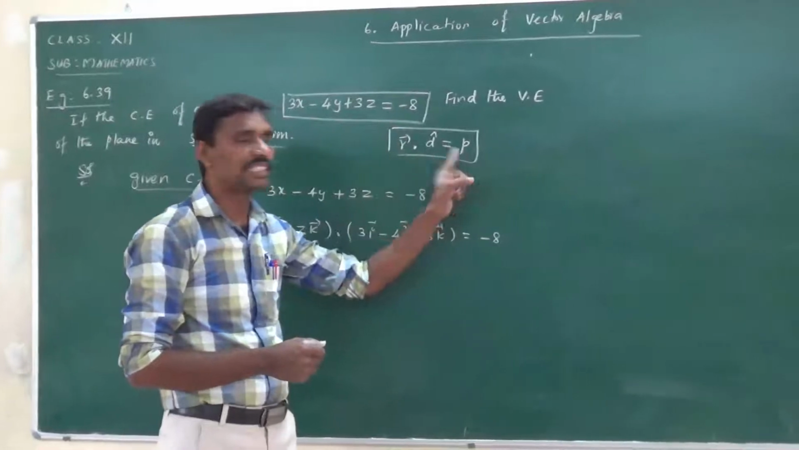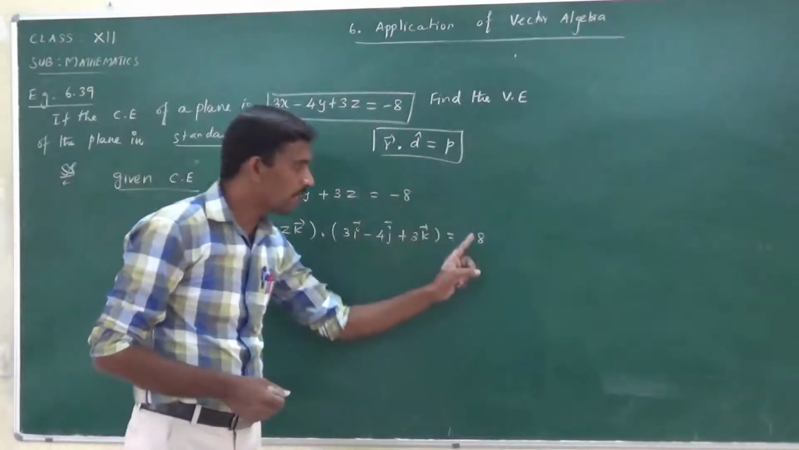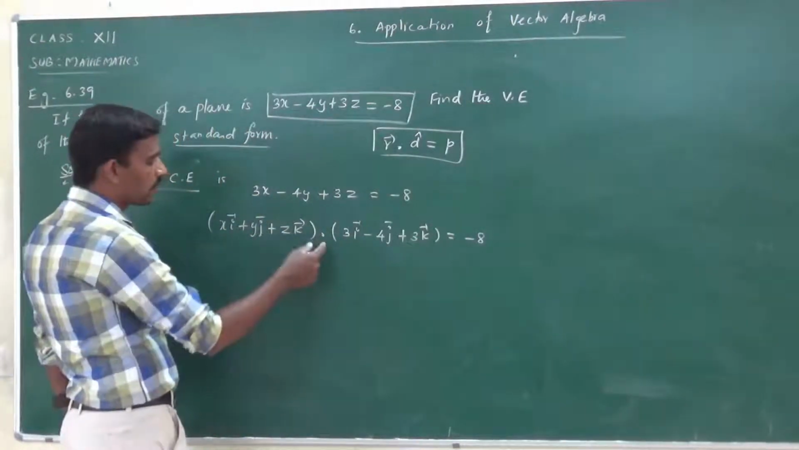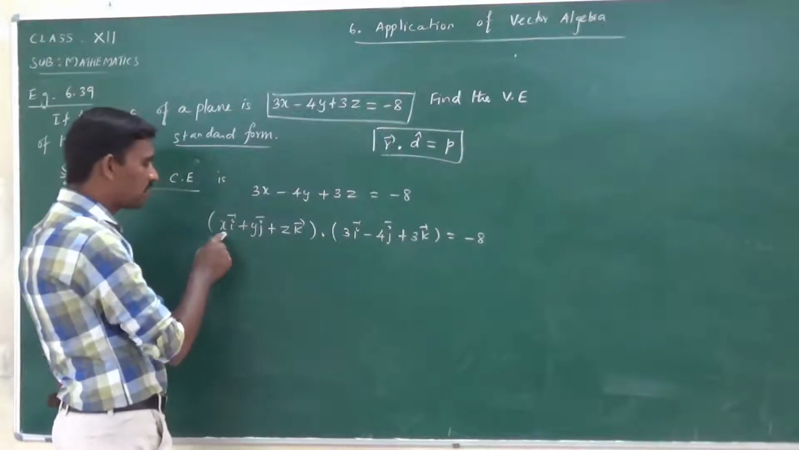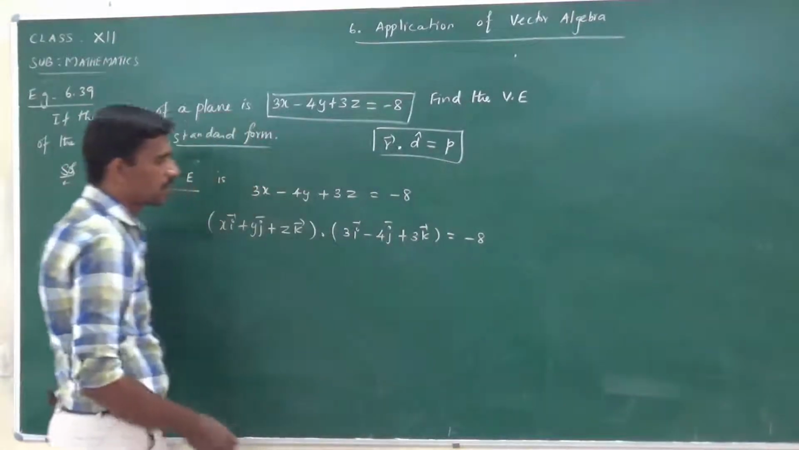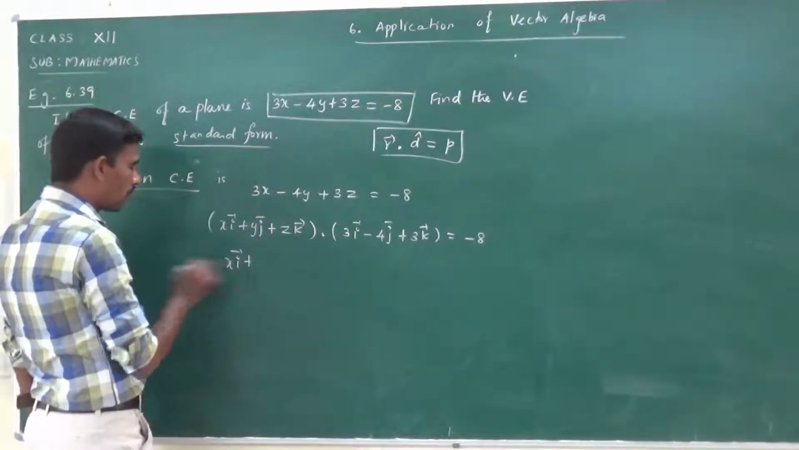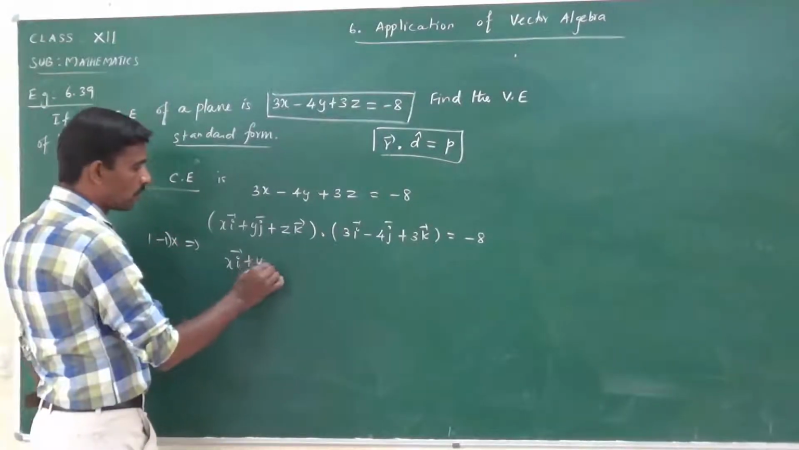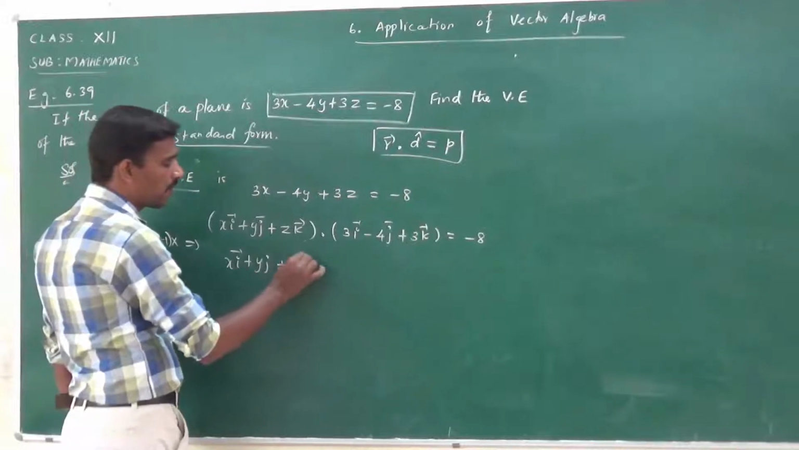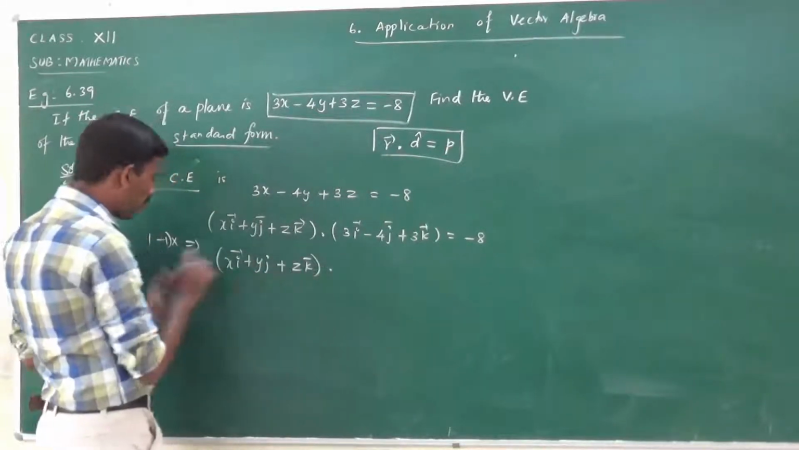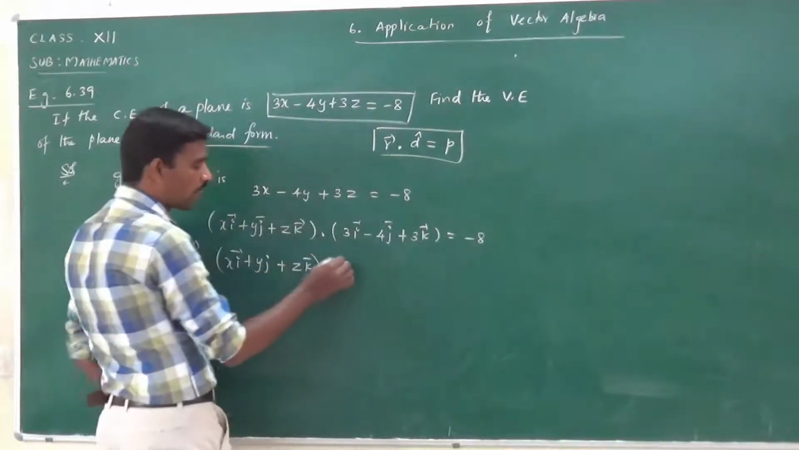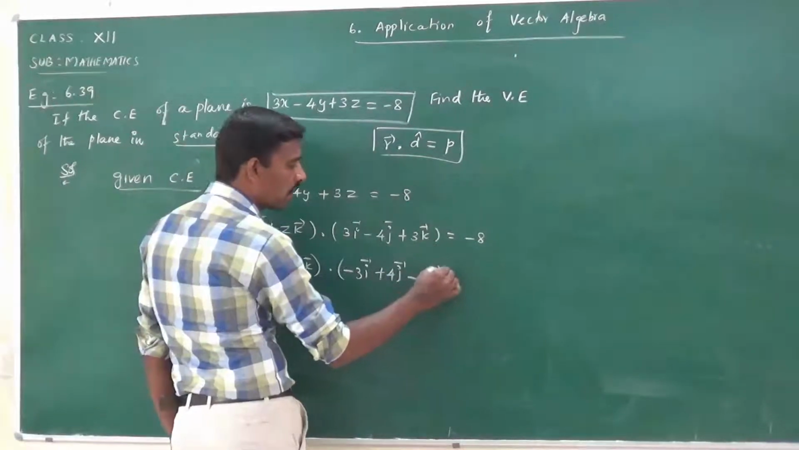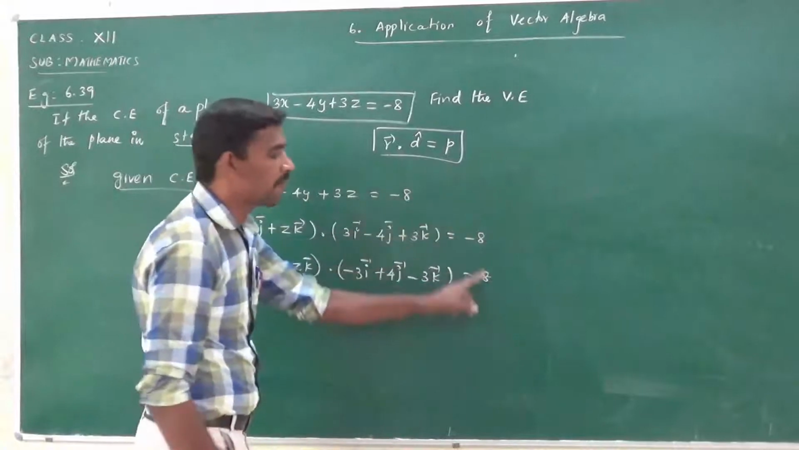The distance should be positive, but here minus 8 is negative, so we want to multiply with the negative sign. We don't multiply minus with this term, we multiply to this term. So multiply minus 1 on both sides: xi vector plus yj vector plus zk vector dot, and the minus I take into this bracket only, so minus 3i vector plus 4j vector minus 3k vector, which is equal to plus 8. Now the right side will be plus.